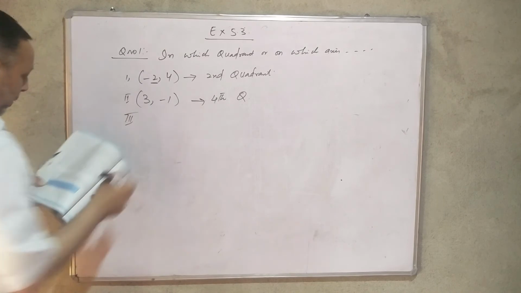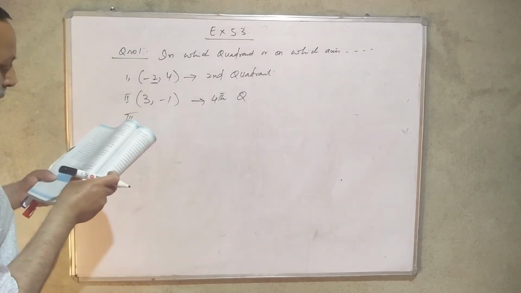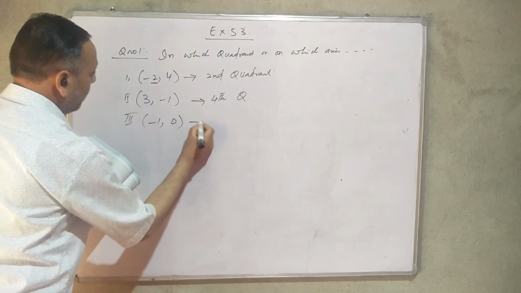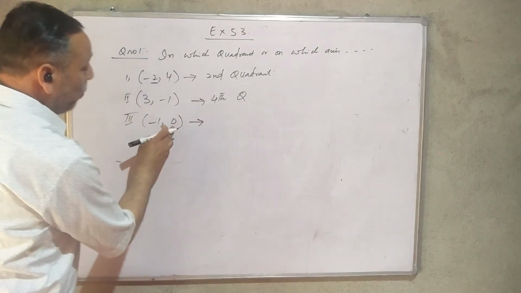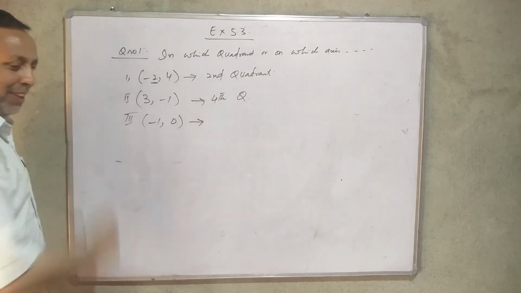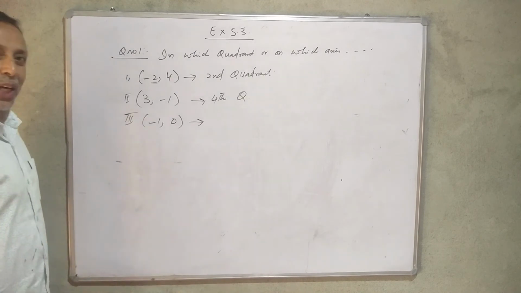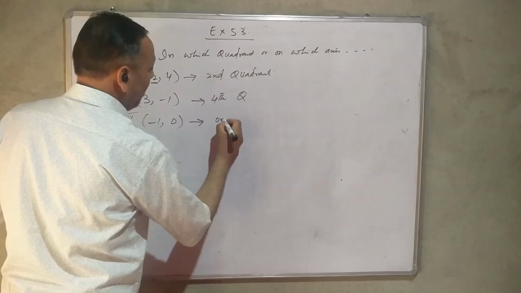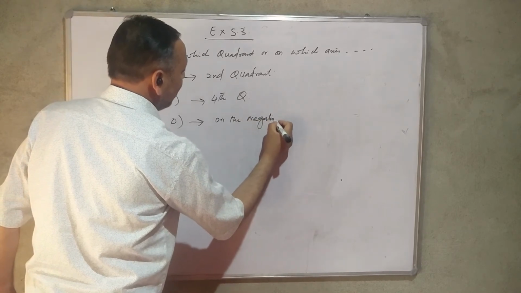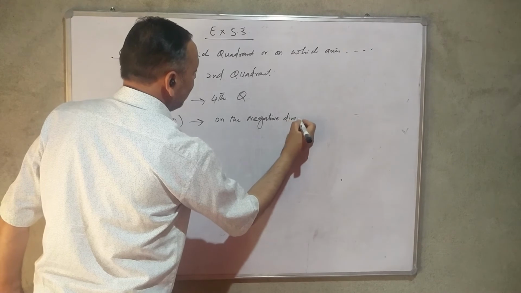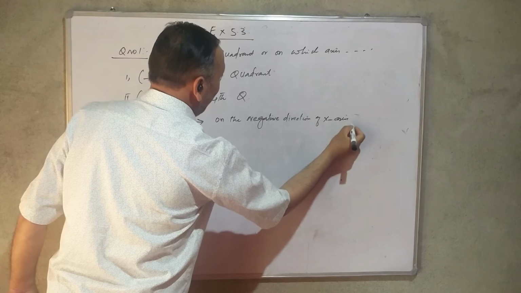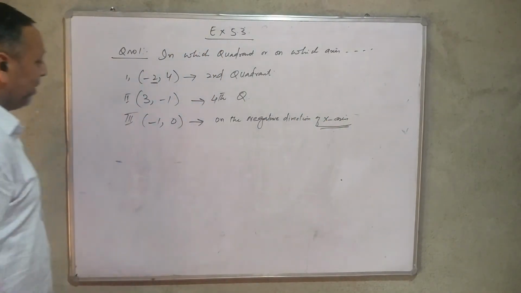Third, -1, 0. X is negative and y is 0. Clearly, it will lie on the x-axis, on the negative direction of the x-axis.